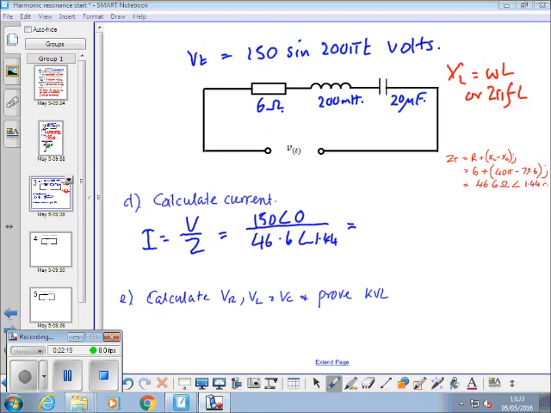Divide the magnitudes and subtract the angles, yeah? So it's 150 divided by 46.6, which is 3.22 amps angle minus 1.44. Yep. Okay, got that bit.